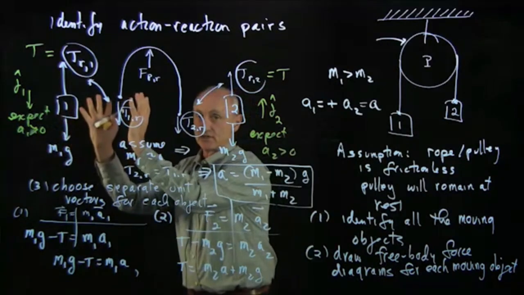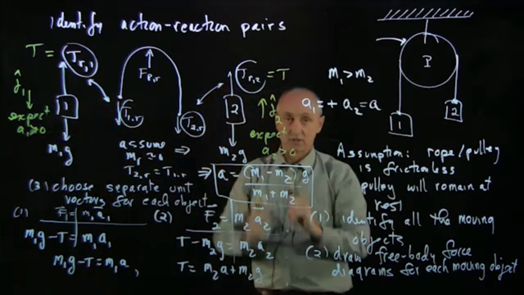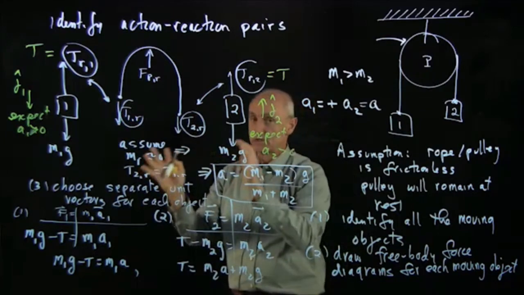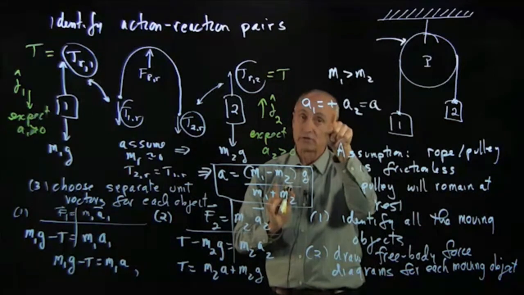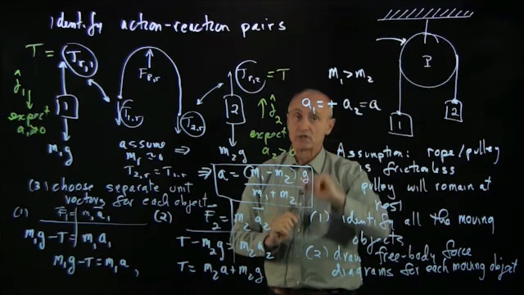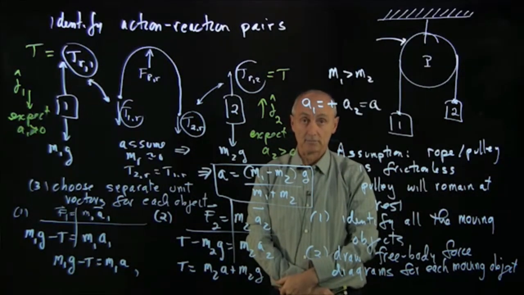Each object gets its separate coordinate system. I'm not using the same coordinate system for each object. I could have, but then there would be a subtlety to this condition. The accelerations would be opposite in sign.